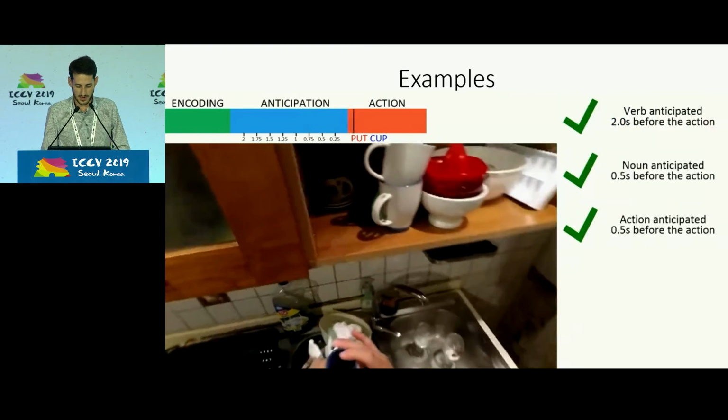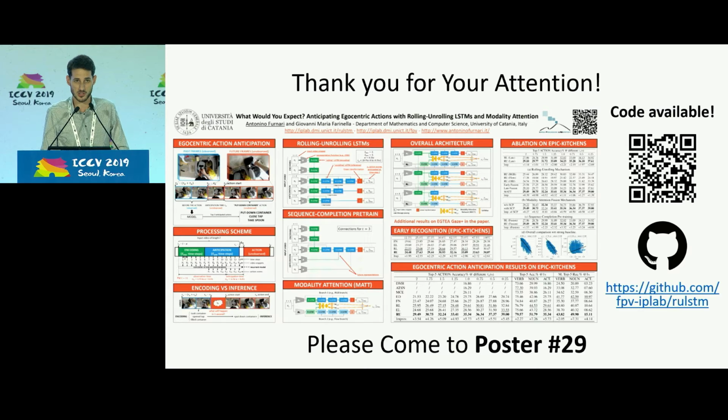We released the code of our method on GitHub to encourage research on this challenging problem. The code can also be used as a basis to participate in the upcoming Epic Kitchens egocentric action anticipation challenge. Please come to poster number 29 for more details and discussion, and thank you for your attention.